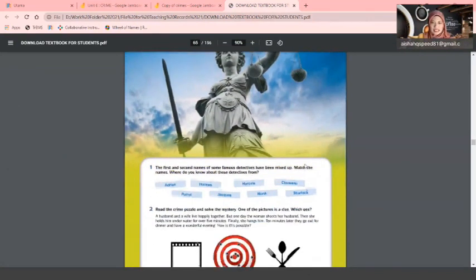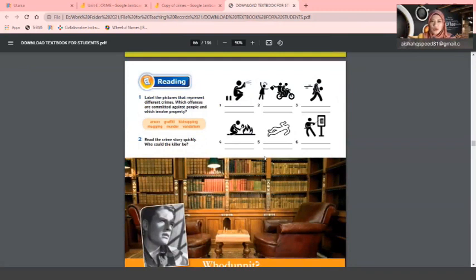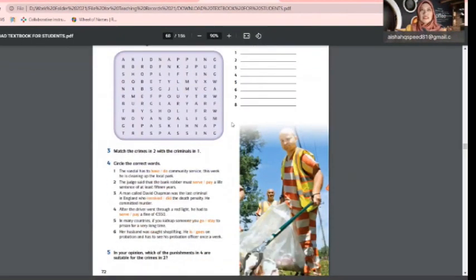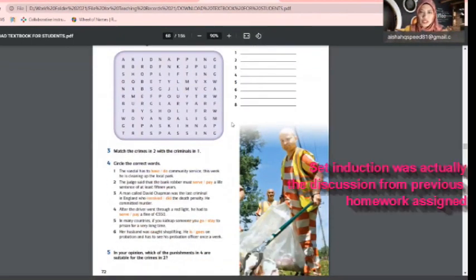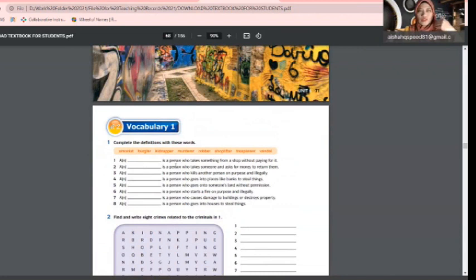We have started this lesson, and this is a very interesting unit on crime, where students are going to learn different names of crimes and criminals. For today's lesson, I started off my set induction by checking the answers for this one. Students in the textbook are supposed to fill in the blanks using the right word in order to learn the definition. What is the meaning of arsonist, burglar, kidnapper, and all.